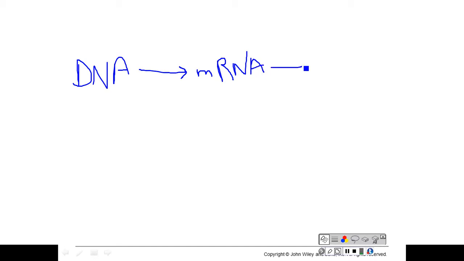And the big idea is that DNA, which is found in the nucleus, is going to go through a process and create mRNA, which is a specific type of RNA, and that RNA is then used to make a protein. Remember, this whole process is called protein synthesis, so it's about making proteins.